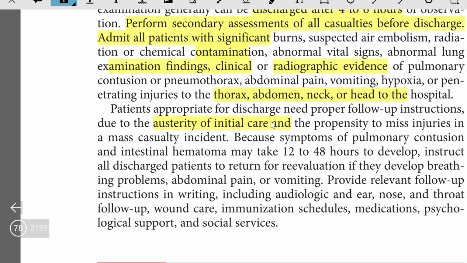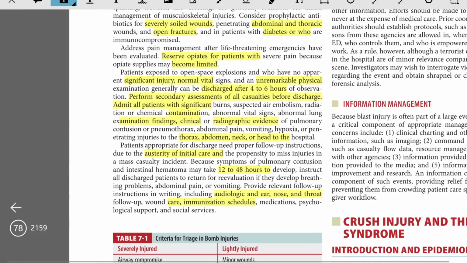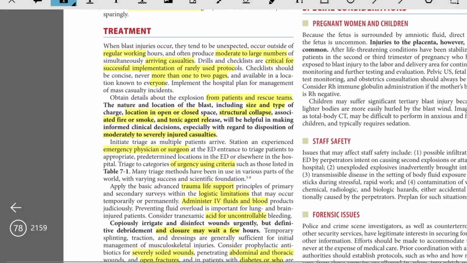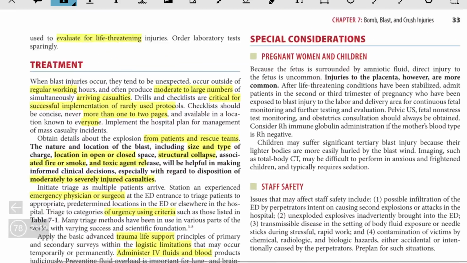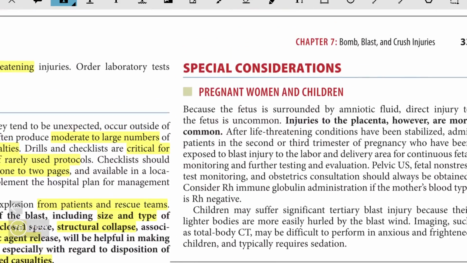Because symptoms of pulmonary contusion and intestinal hematoma may take up to 12 to 48 hours to develop, instruct all discharged patients to return for re-evaluation if they develop breathing problems, abdominal pain, or vomiting. Provide relevant follow-up instructions in writing, including audiologic and ear, nose, throat follow-up, wound care, immunization schedules, medications, and psychological support and social services. So special considerations are needed, like in the case of a pregnant woman and children.